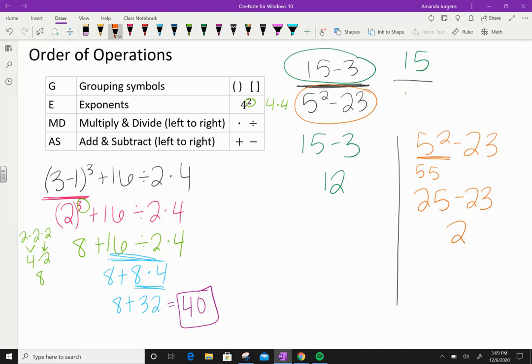And again, we're going to copy that down here. It looks like I made a mistake because we didn't get 15 on top. 15 minus 3 gave us 12 on top. And then that last step is 12 divided by 2. When I take 12 divided by 2, I get 6. So that would be my final answer.